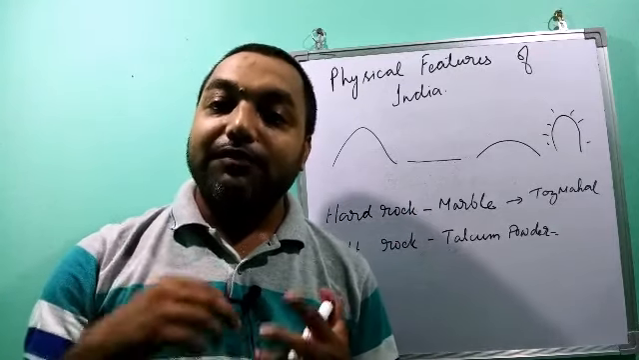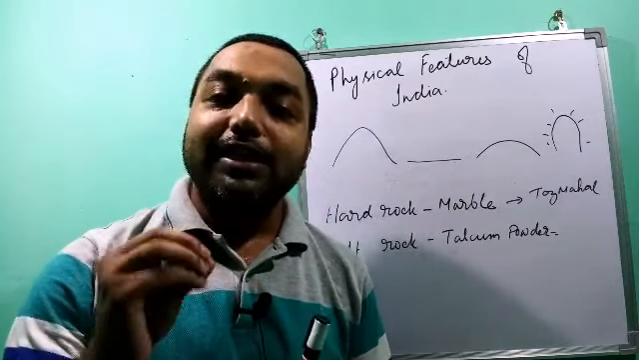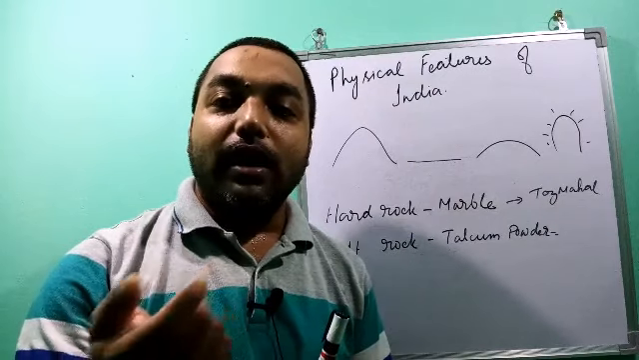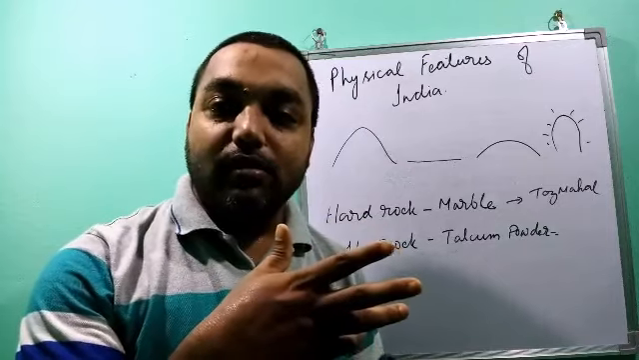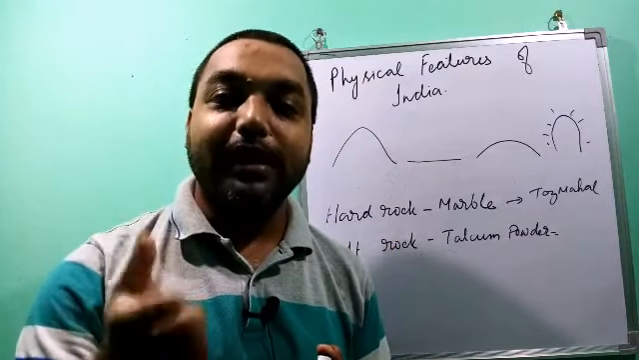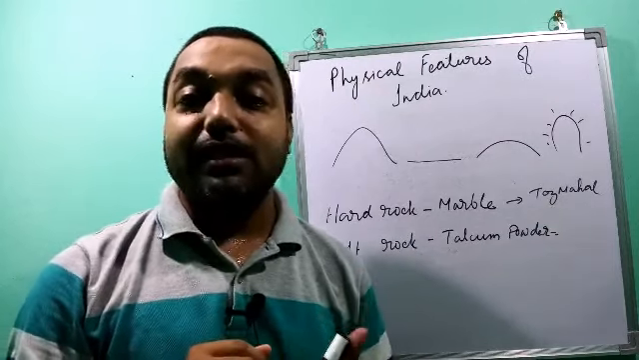Apart from that, in different parts of our country we find different kinds of soil. Each kind of soil has its different qualities. For example, it has different color, different texture, then its fertility and the types of agriculture that are done in that particular soil. All these are different from each other.